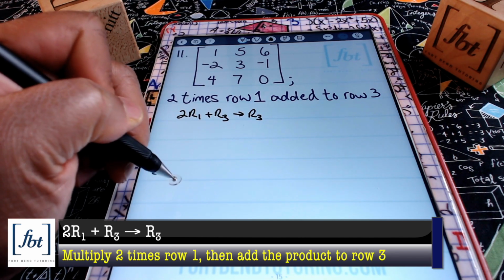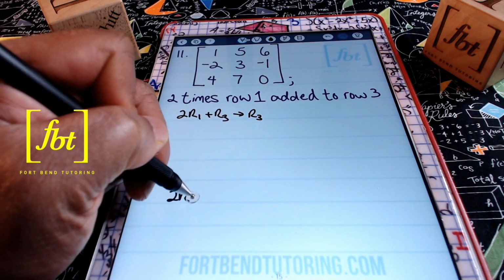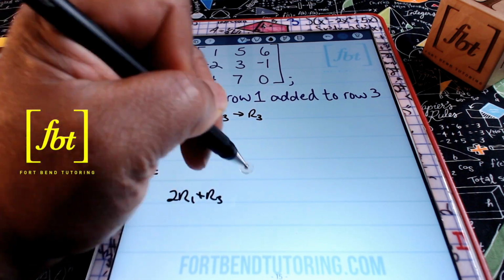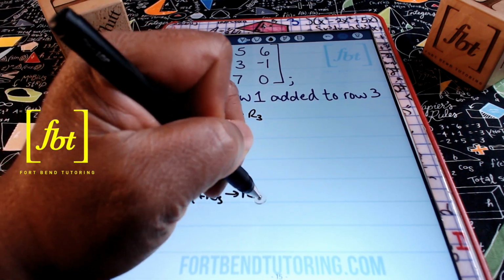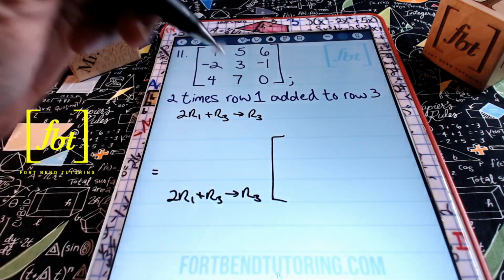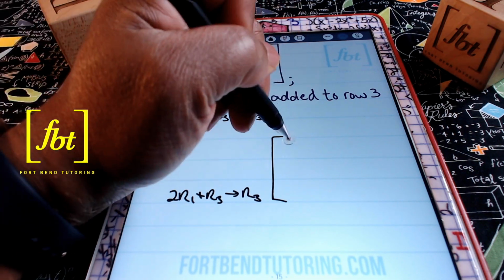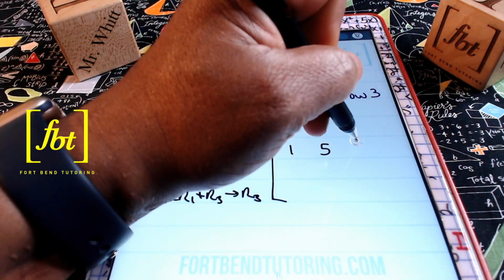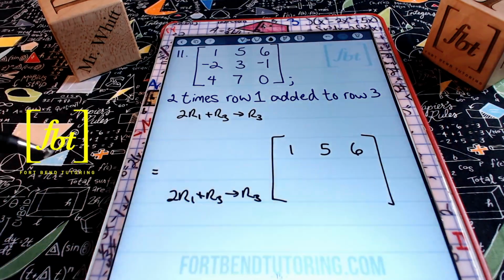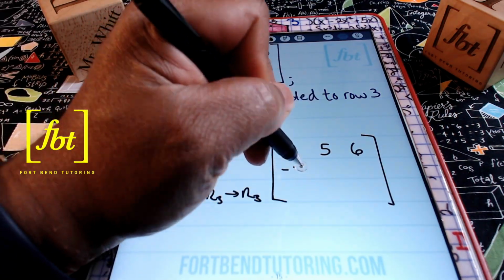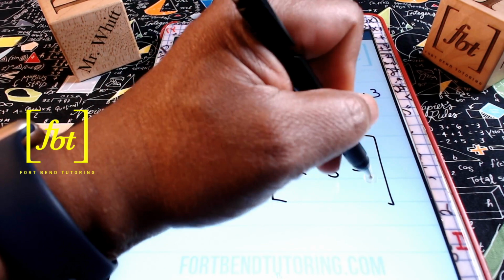So I'm going to be rewriting this as 2 times row 1 plus row 3. Put that result in row 3. So here comes my resultant matrix. I do know that row 1 and row 2 are unchanged, so I'll be bringing that down. We have 1, 5, 6 coming down along with negative 2, 3, and negative 1.